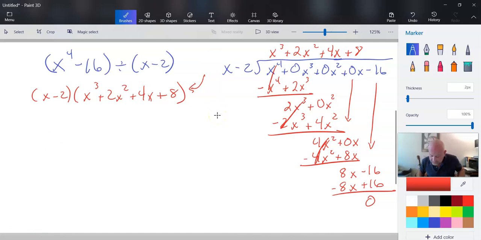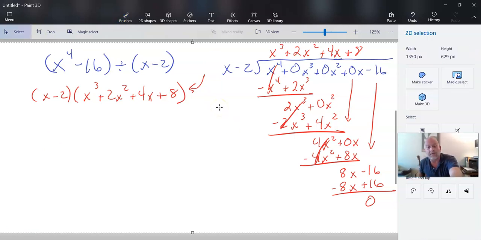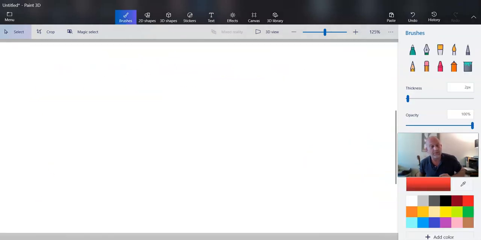Yeah, so we had a remainder of 0, so that's complete. All right, so let's look at the next example here. Okay, so our last example of long division here, we're going to do this. Well, actually, let's switch the colors.